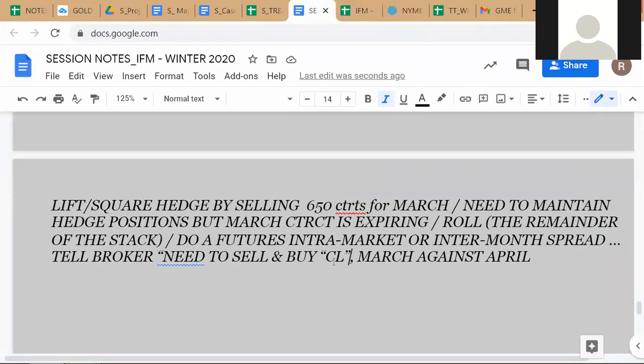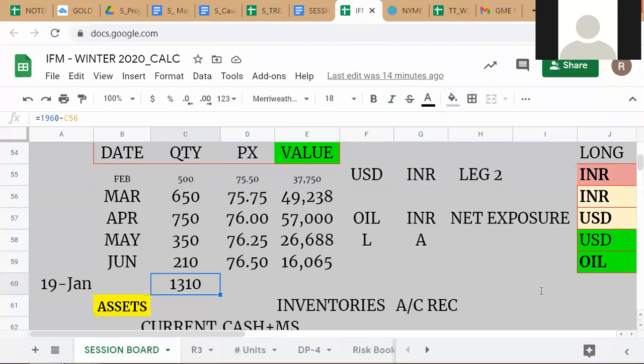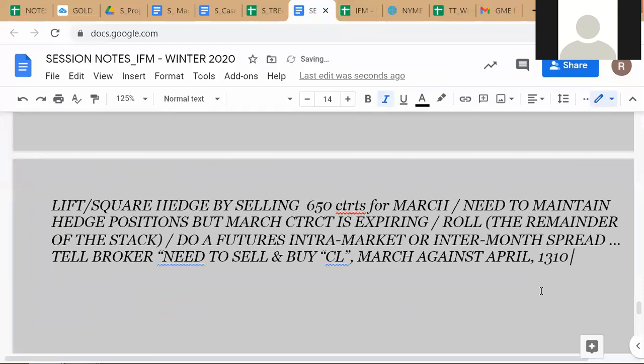Need to buy CL. This is for indicating which market. Need to sell and buy CL March against April. Okay, 13, how many contracts? Let's look at that, 1310 contracts. Spelling of contract doesn't matter.